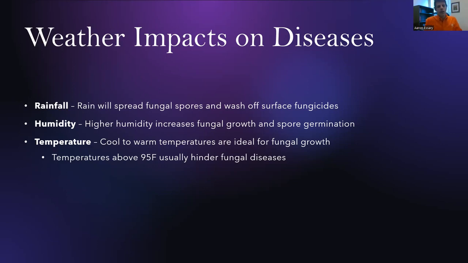But then temperature too. Cool to warm temperature is ideal for fungal growth. And that's why springtime is such a disease time, because you have that cool to warming weather. 34 to 85 Fahrenheit is usually the range for almost all fungus. Temperature usually above 95 Fahrenheit, so dead of summer, you don't have as many disease pressures because fungus just doesn't grow that hot. Also, the grapevine usually shuts down at 95 Fahrenheit. So dead of summer is not a problem, but springtime is the problem for diseases.